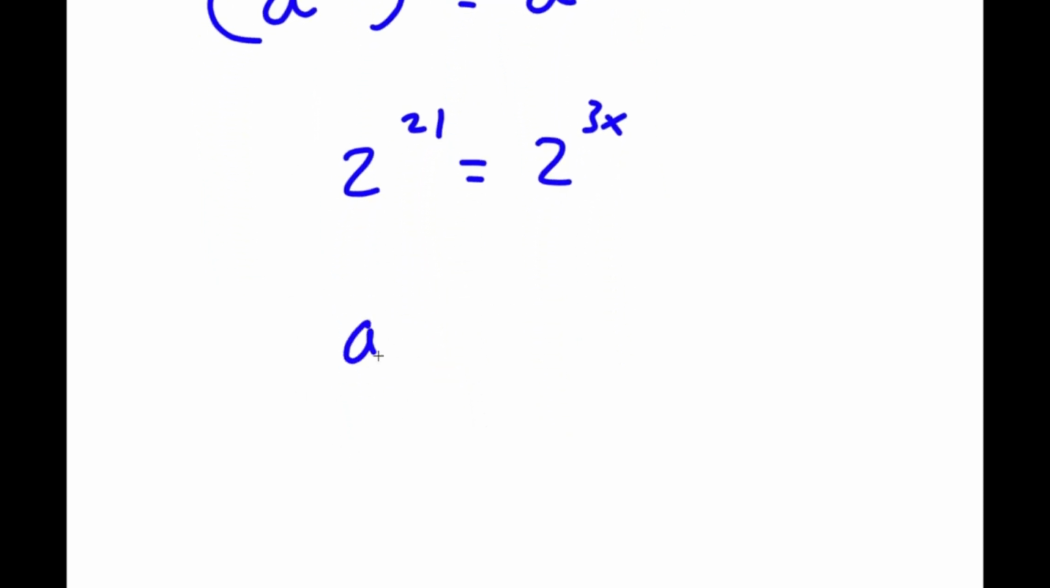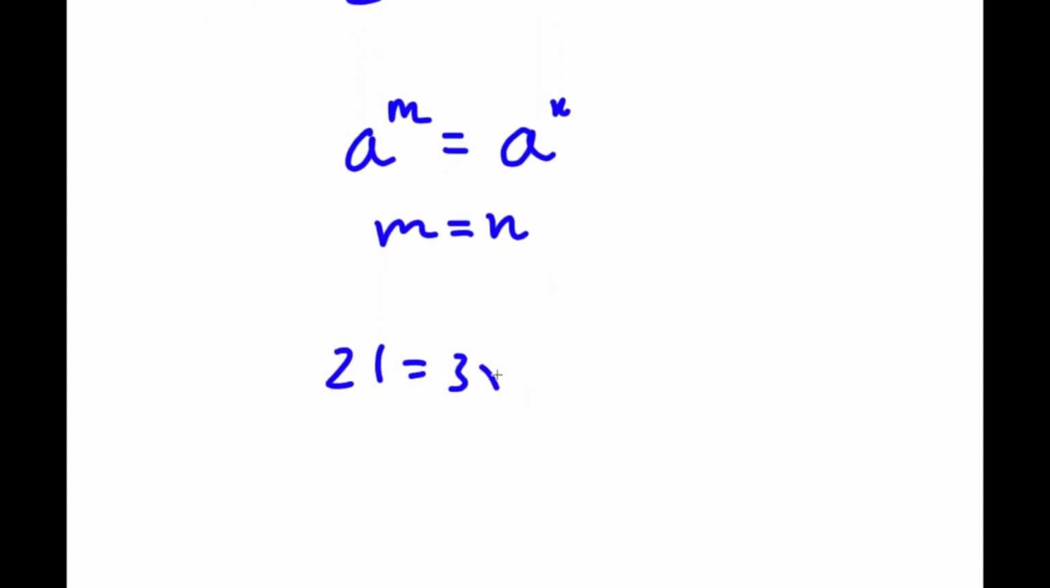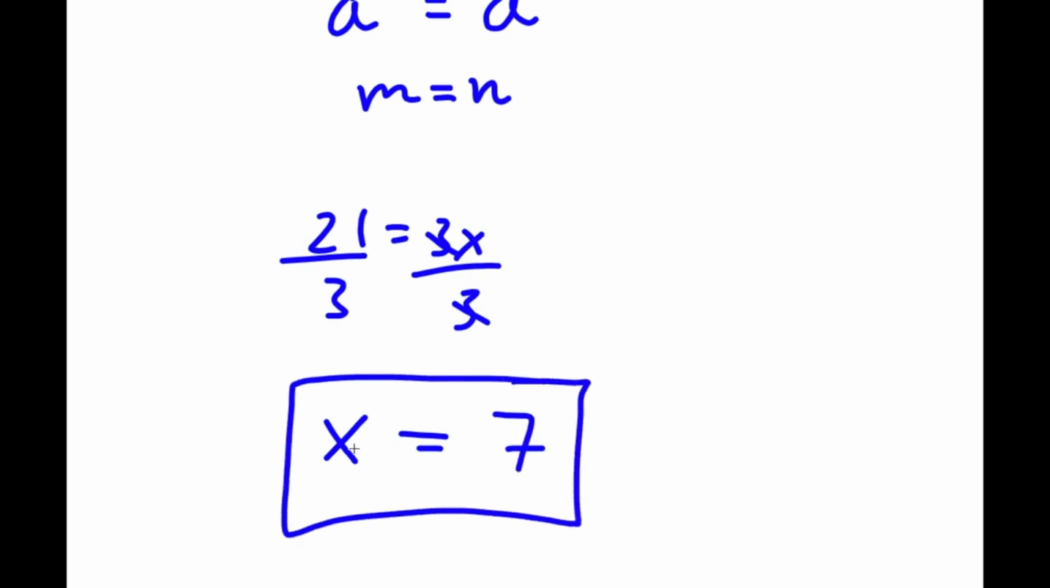Now, if I have something in the form a to the power of m is equal to a to the power of n, this means that m is equal to n. So in this case, 21 is equal to 3x. So I have 21 is equal to 3x. All I have to do to solve this is simply divide both sides by 3. These two cancel out, and I'll be left with x is equal to 21 divided by 3, which is simply 7. So x equals 7 is my answer.